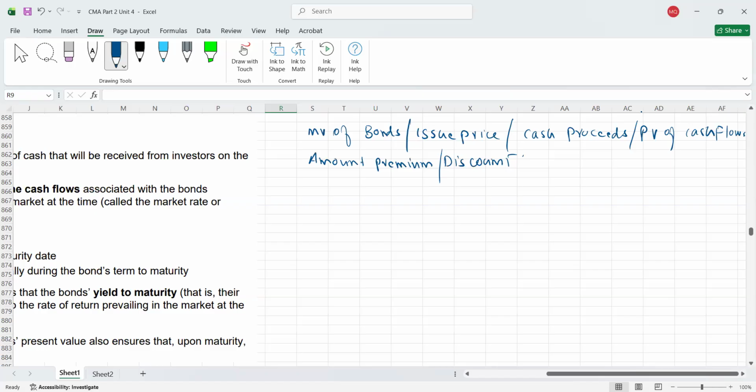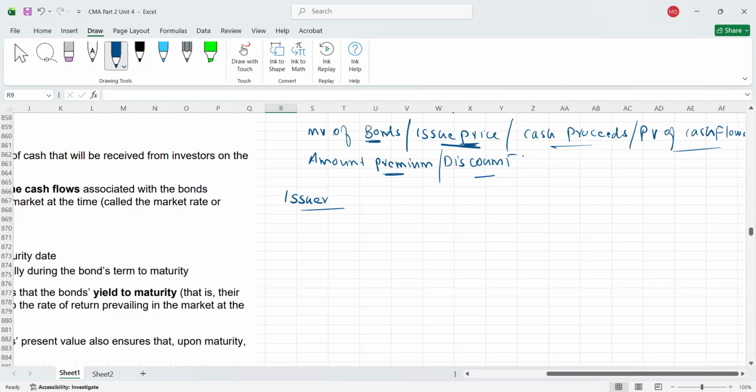Okay, so here we go. Now, what we are discussing here is how to calculate the market value of bonds, or the issue price, or cash proceeds, or present value of cash flows associated with the bonds, or amount of premium or discount. Before moving to that, you have to think from the issuer point of view. Issuer means the company that is going to issue the bonds. It's a very common and crucial question for the issuers: what price should I charge the investors? That's called the issue price.